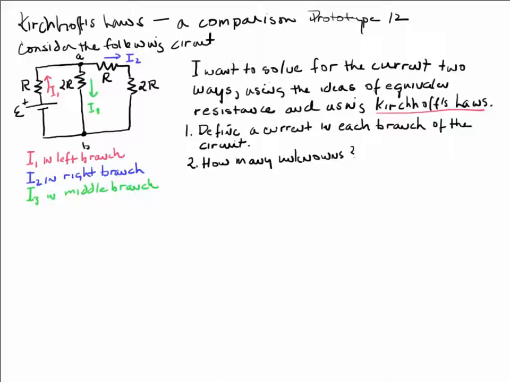So my second question is, how many unknowns are there? Well, there are three, I1, I2, and I3. So how many equations do we need in order to solve for three unknowns? We need three equations.